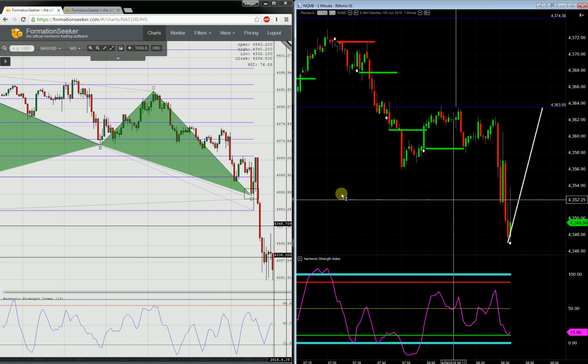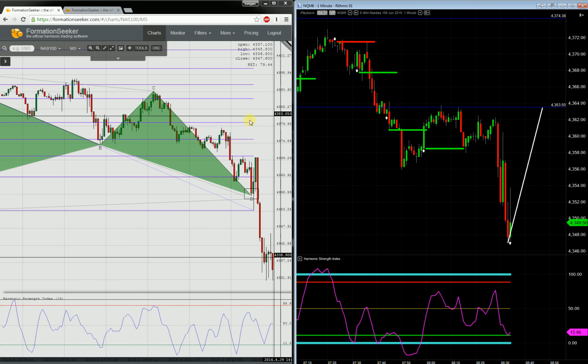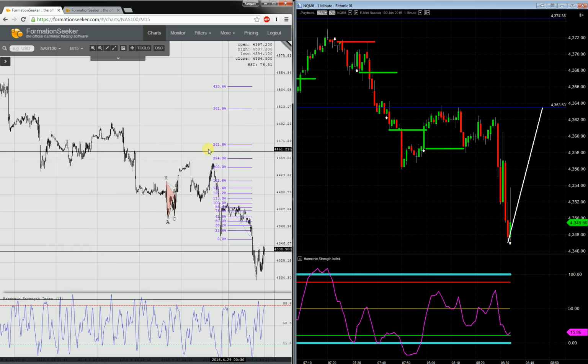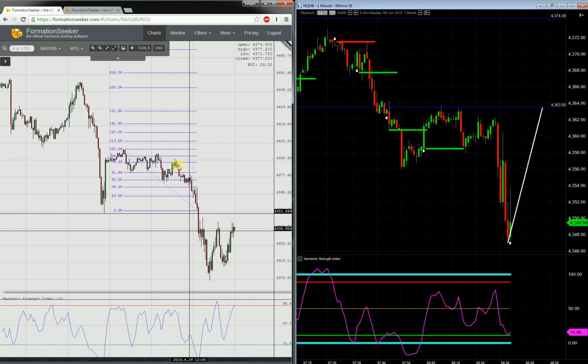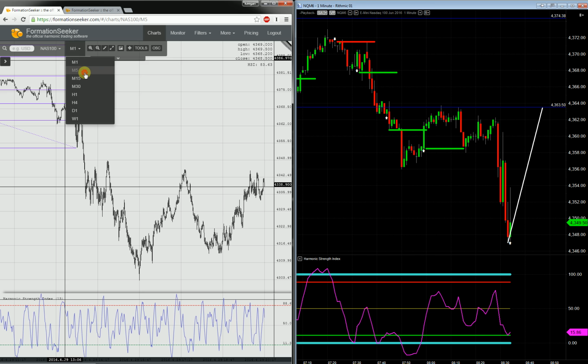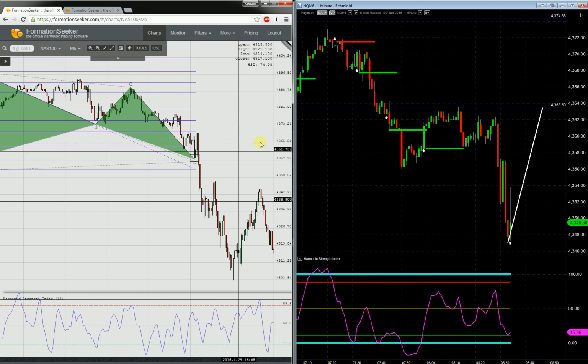So I want to show you what I did on the 1 minute actually. So here's the 5 minute. This is the primary time frame. 15-minute was the distal. We're using Scott Carney's terminology here. And then the 1 minute would be the proximate. So I'll keep formation seeker on the 5 minute.